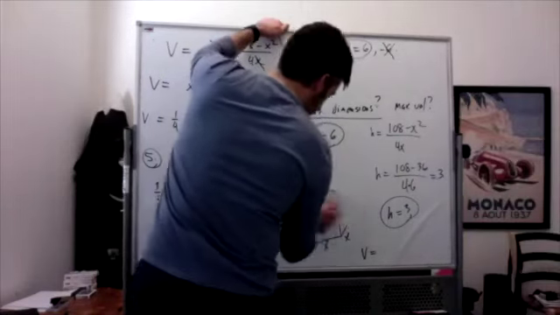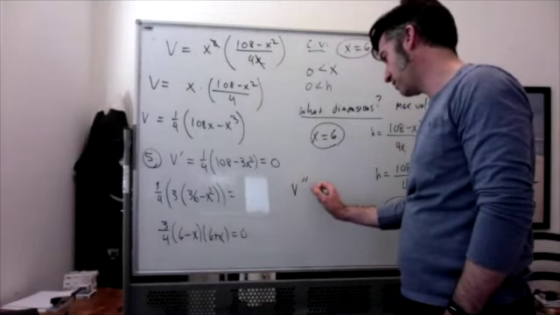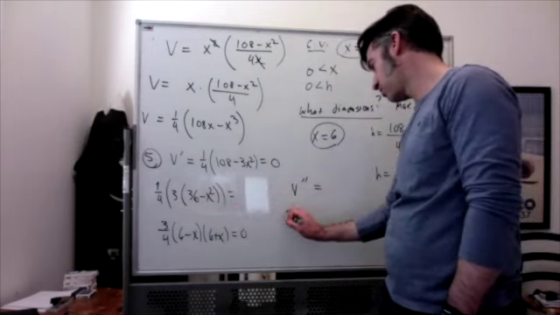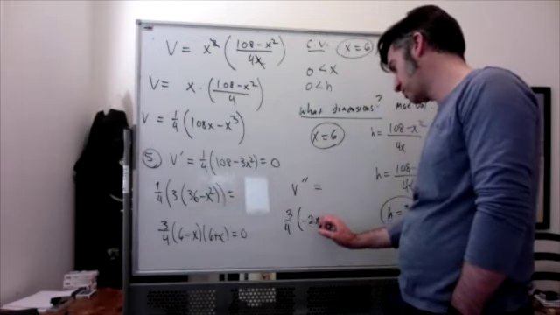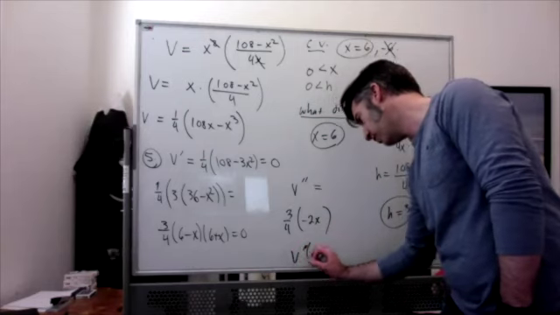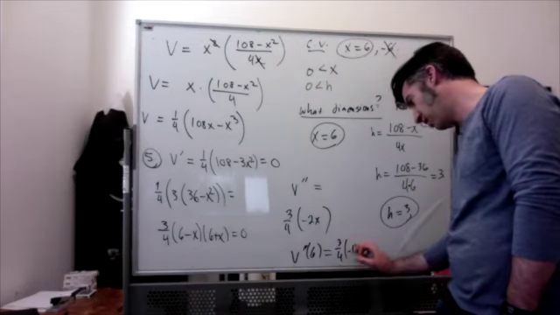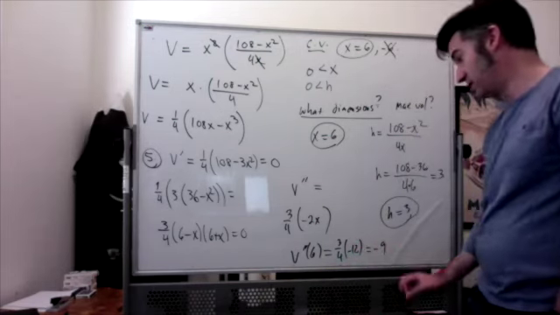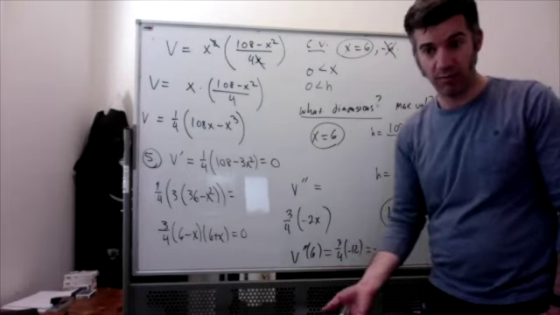So I could say, well, the second derivative is equal to, let's see, the derivative of this is going to be 3/4 times the derivative of 36 minus x squared, which is negative 2x. And then if you plug in 6 for x, v double prime of 6 is going to be 3/4 times negative 12, which is negative 9. And since our second derivative is negative, we do have a relative maximum.